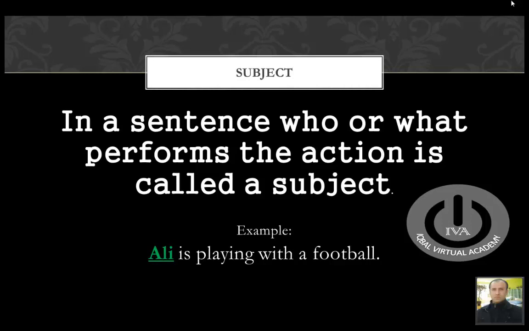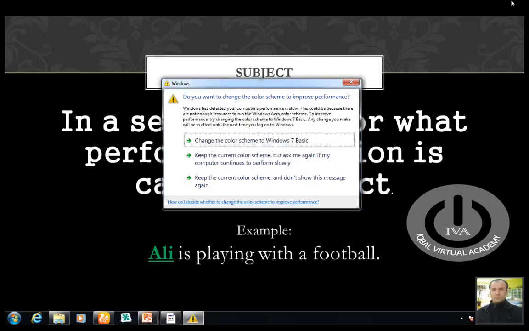Subject. So what is a subject? It's really important for a sentence because without a subject, a sentence may be incomplete. So, in a sentence, who or what performs the action is called a subject. Example, Ali is playing with the football, so Ali is the subject here.